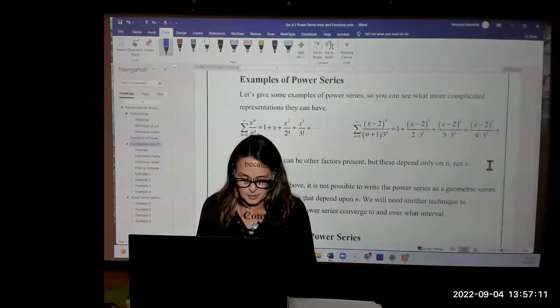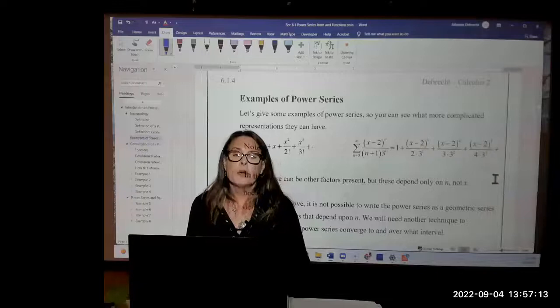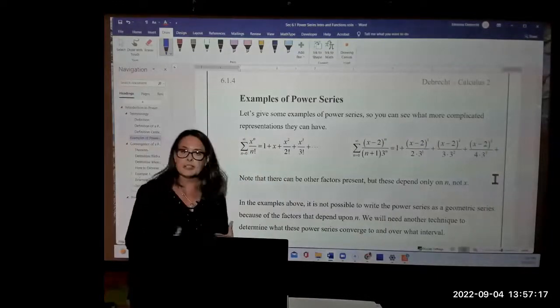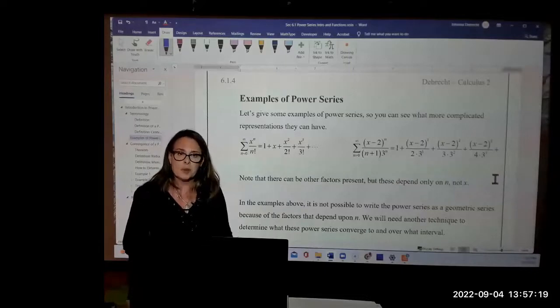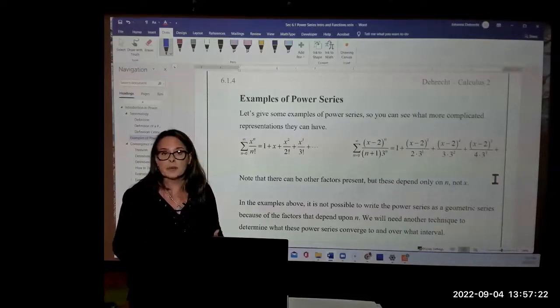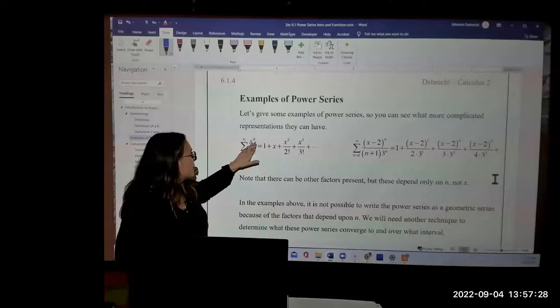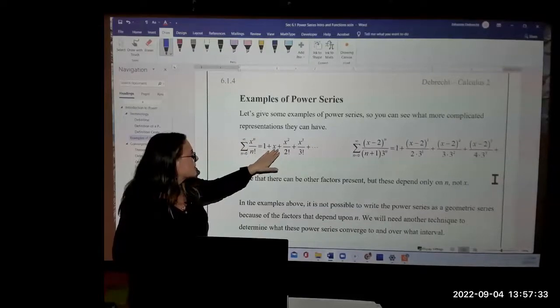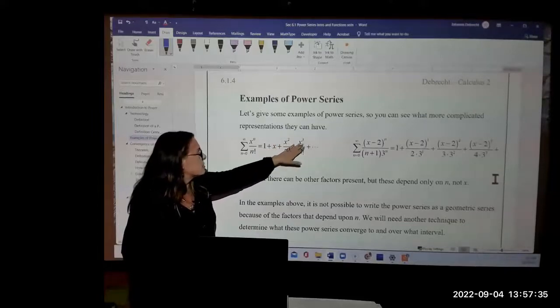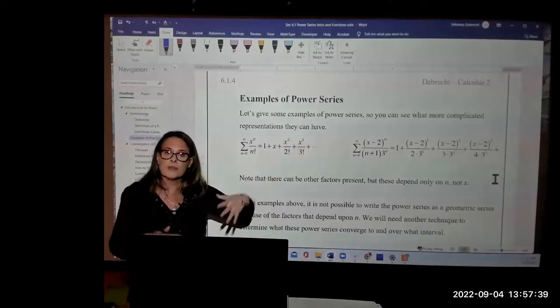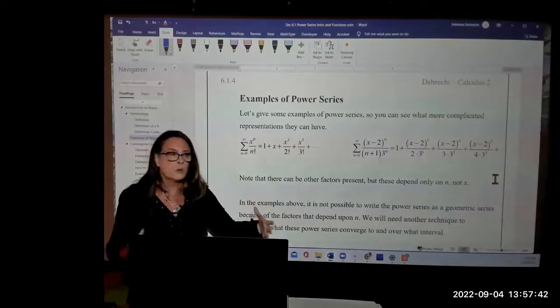Let's take a look at a couple of examples of what power series can look like, so you can see more complicated power series. So far, we've only looked at more simple power series, but now we want to look at more complicated ones. So for example, this is the power series from n equals 0 to infinity of x to the n over n factorial. And this becomes 1 plus x squared over 2 factorial plus x cubed over 3 factorial plus x to the 4th over 4 factorial, and so on.